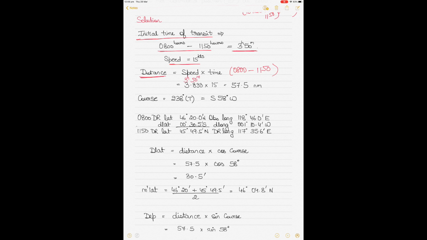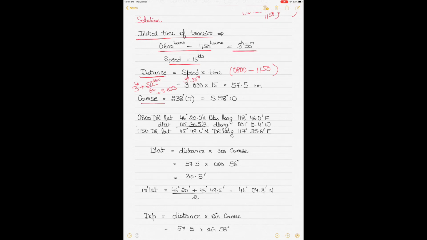How do I get 0.833? You divide 50 minutes by 60 and add 3, like that. So you will get 3.833. 50 minutes also equals 0.833 of an hour. So 3 hours 50 minutes can be written as 3.833, times 15 is 57.5 nautical miles. So 3 hours plus 50 by 60 will give you 3.833, in case you were getting confused.